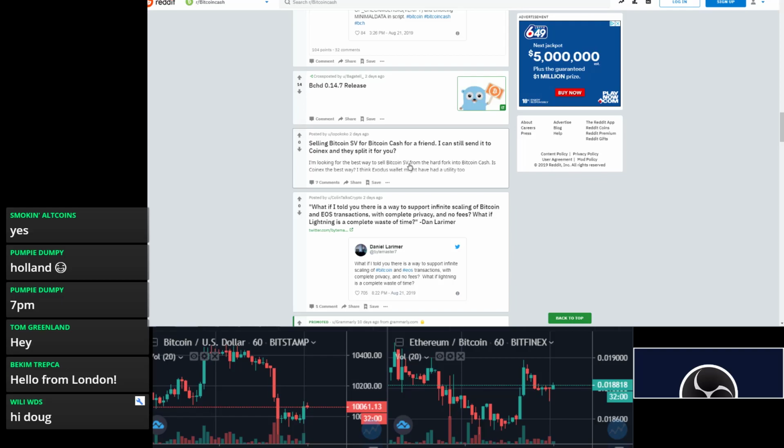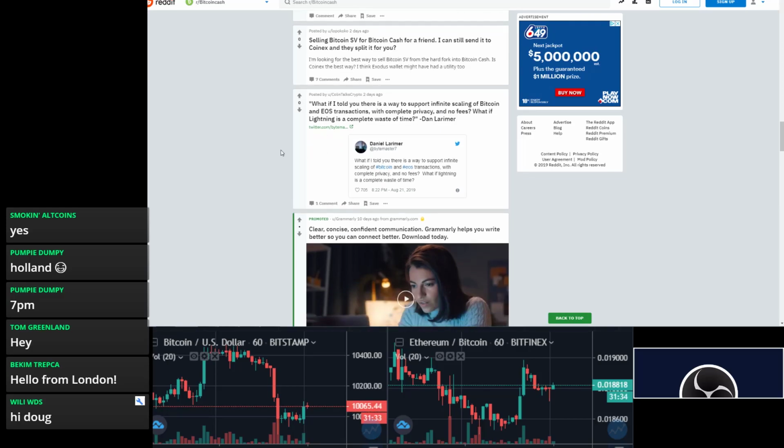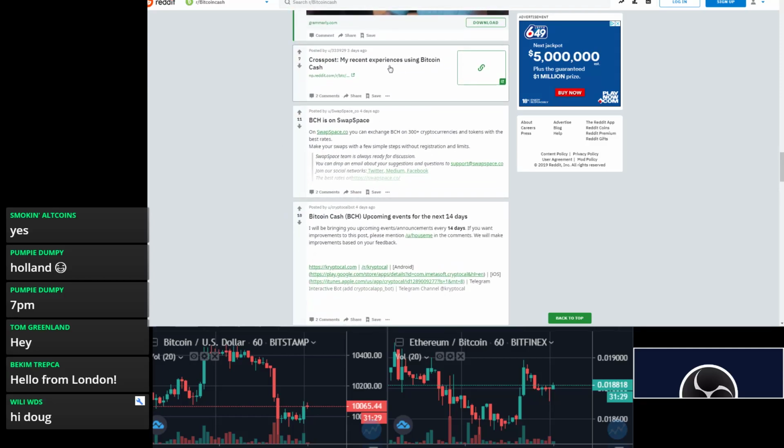sell Bitcoin SV from the hard fork into Bitcoin Cash. And this is something that I've not done well, is I do have Bitcoin wallets that have all of these forks in there, and I've never done a thing with them. My experiences using Bitcoin. So I think I'll just move on from this one.